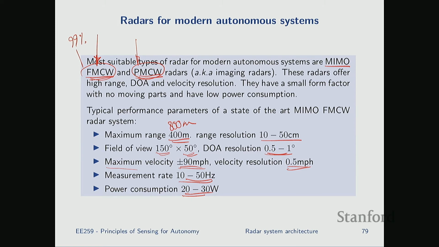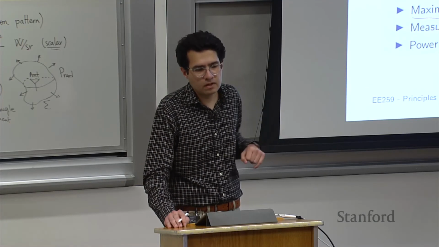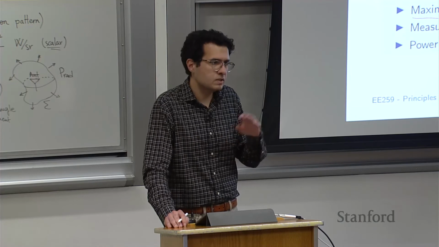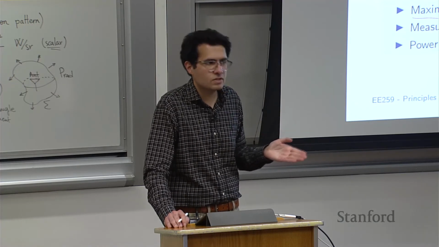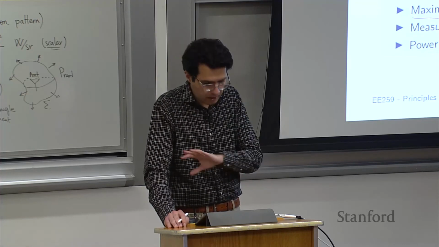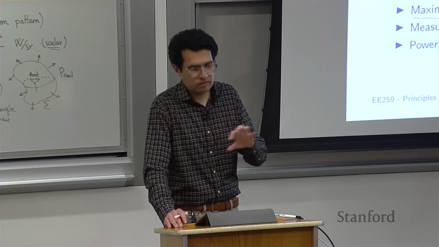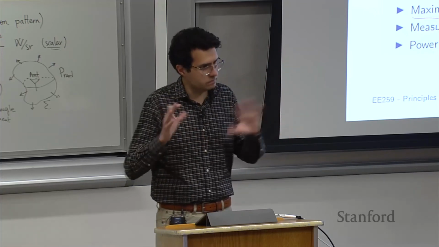Again, there are lots of trade-offs involved, so you usually cannot hit all these numbers simultaneously. You would have to pick and choose according to your application. For instance, if you require very long range, you might need to give up on the maximum velocity that you can sense. Or if you need very high velocity resolution, you might need to give up on your range resolution. We'll study all these trade-offs. So it's not like all of these are met simultaneously, but these are the boundaries of what these systems can do.